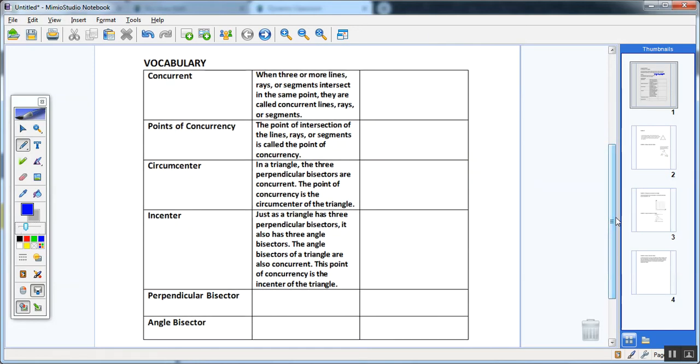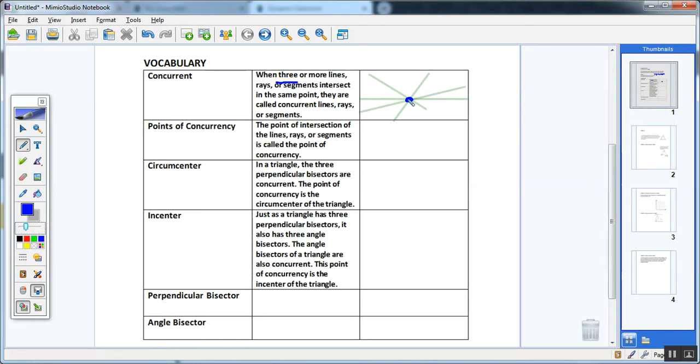So, first one up there, concurrent. Concurrent says when three or more lines, rays, or line segments intersect at the same point. You've got to have at least three. So maybe here's one, here's two, here's my third one, maybe even a fourth one. The idea is that all of those lines meet in one place. These lines are considered concurrent because they all meet at that one point right there.